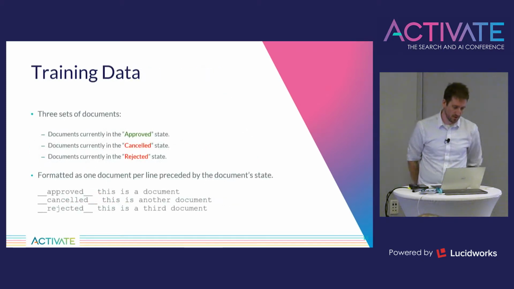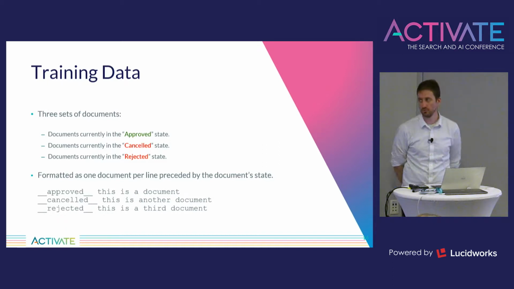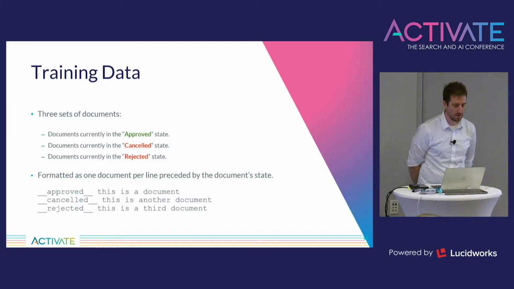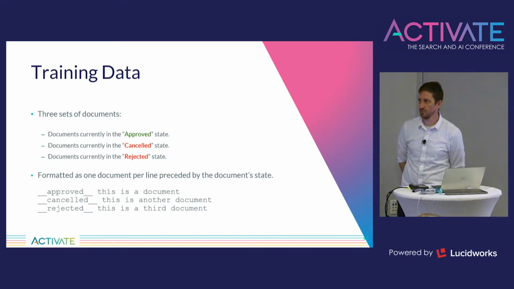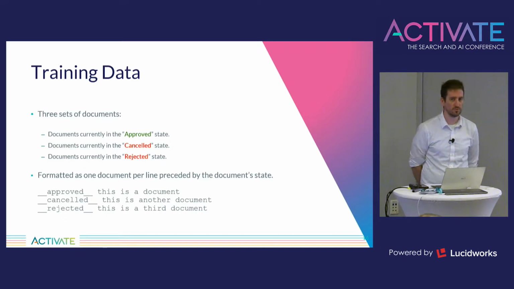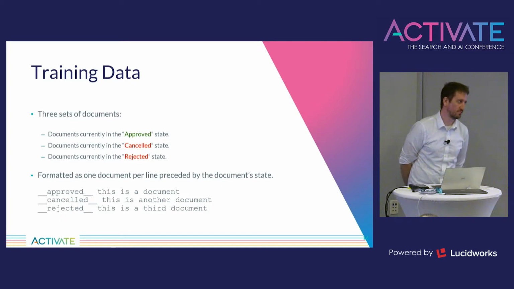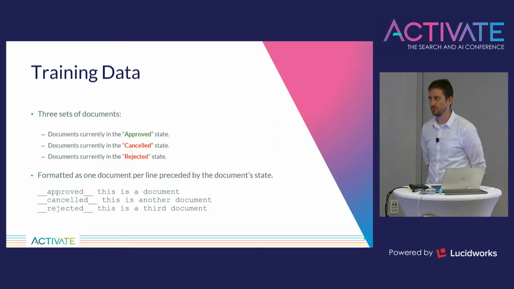For the training data, we have 3 sets of documents, and those 3 sets correlate to the 3 final states in our workflow. We have documents that have been approved, documents that were canceled, and documents that were rejected. Using those documents, we can format our training data in the format you see there, which is __label__state followed by the document, 1 per line. If you're familiar with some of these tools, that format probably looks really familiar, because you'll see later that a lot of tools use that format. So that's our training data, all combined.